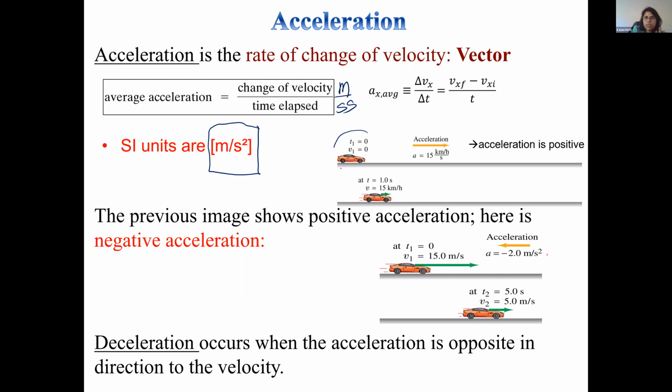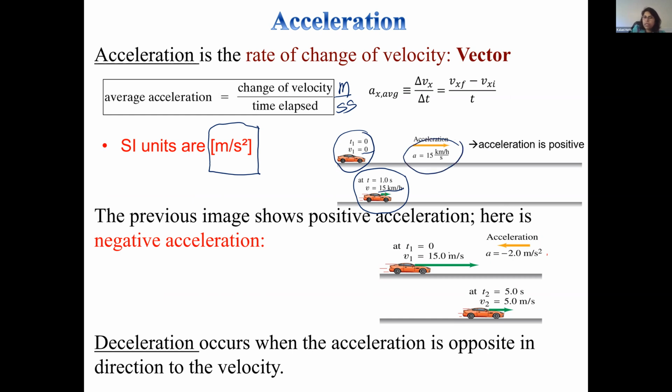So you can think in this example, I have 0 velocity, then I have 15 kilometers per hour after 1 second. Now, if I need to calculate the acceleration, you need to take this v value minus this v value and divide by that time. That will give you the acceleration, right?